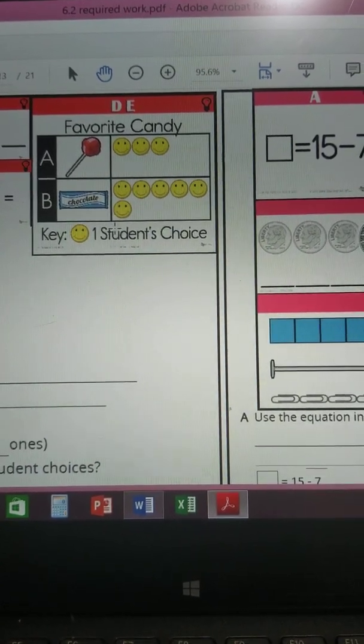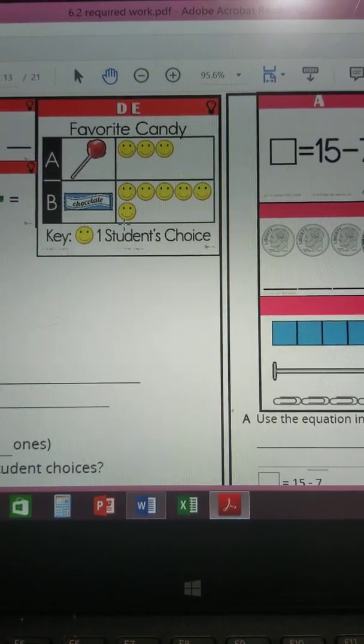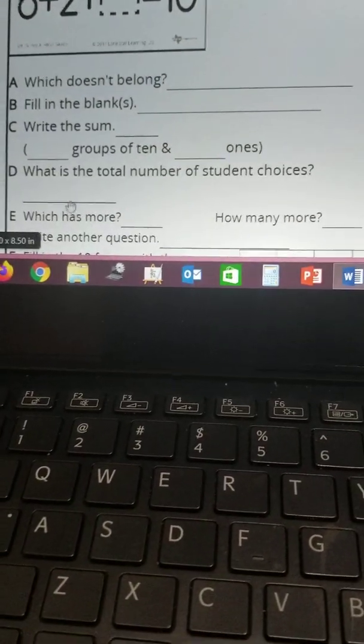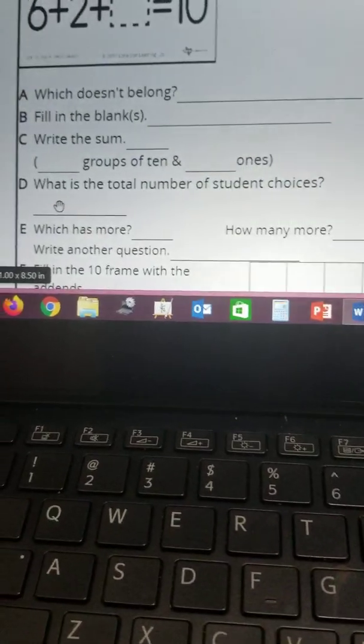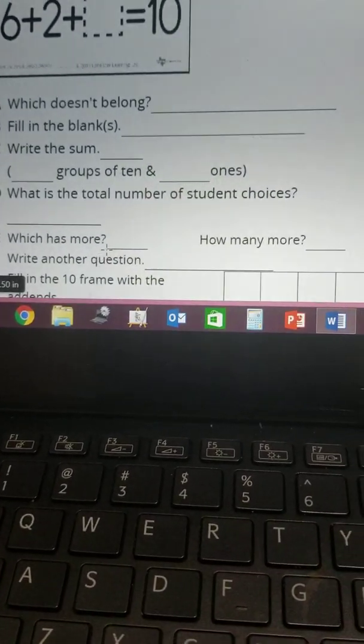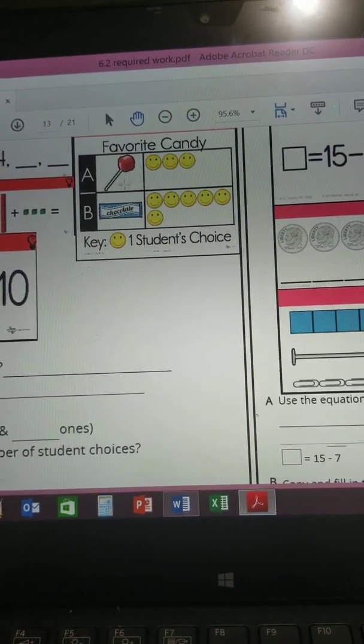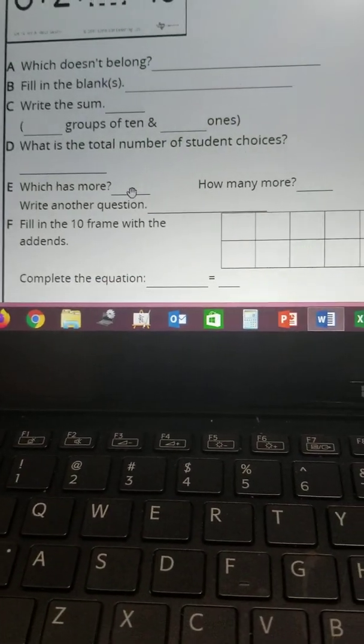You're going to count. That's right. Make sure you count slowly how many student choices. Count all your happy faces. And that's going to be your answer for D. E is asking, which one has more? Which one did they vote for more? The lollipop or the chocolate? And you'll write that answer right here.